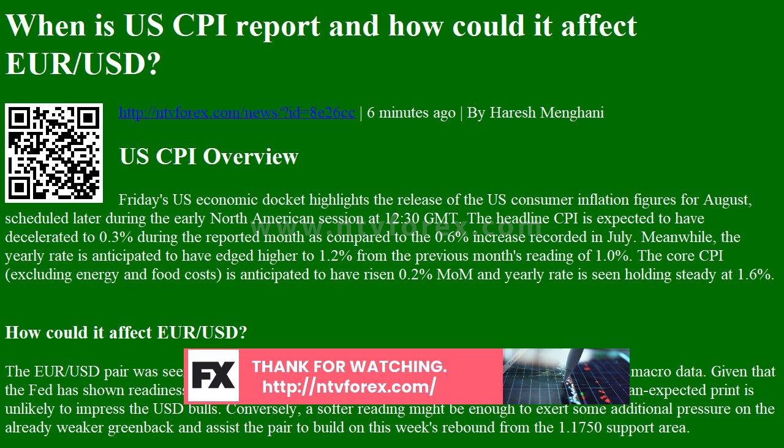Key notes: US CPI August preview. Inflation gets demoted again. US CPI to rise to 1.4% YoY in August versus July's 1%, Scotiabank. EUR/USD price forecast: green light to extra gains near term.